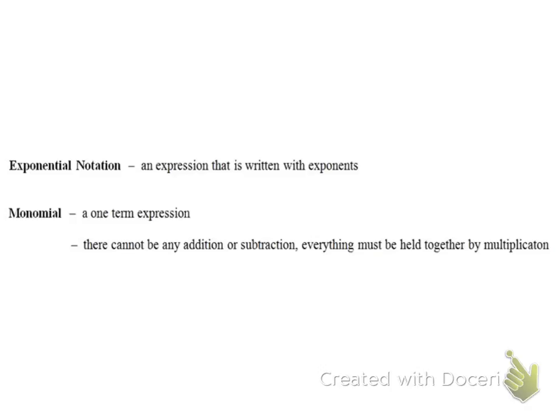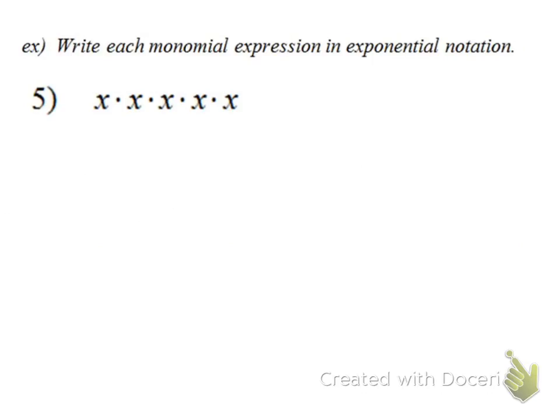And then this next word, it's monomial. We'll talk a lot more about these tomorrow, but for right now, a monomial is an expression with just one term. Terms are separated by plus signs and minus signs, so if you only have one term, there's no addition or subtraction. Everything's held together using multiplication, so that's a monomial. Now I want to write this monomial, so there should be no plus or minus signs, using exponential notation. So I want to rewrite this using exponents.